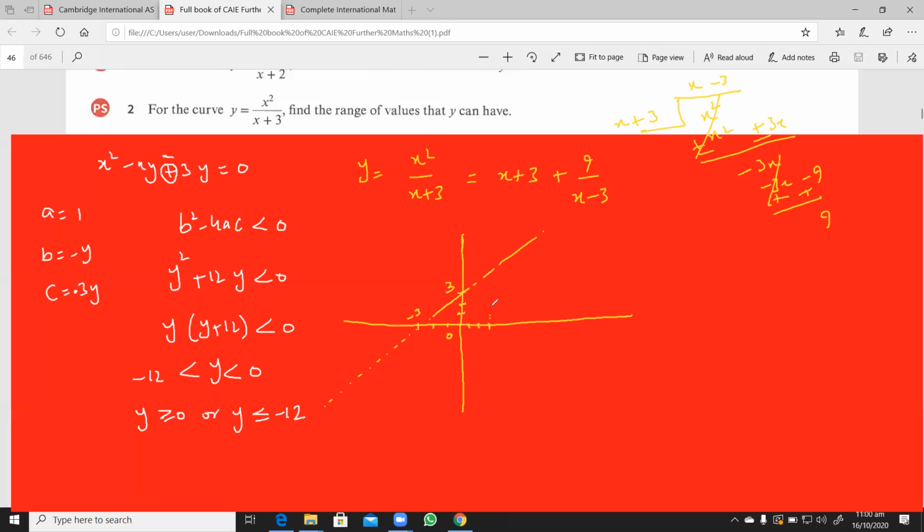Sir, shouldn't it be x minus 3 plus 9 over x plus 3? I'm making so many mistakes. I'm so sorry. The asymptote has to be at x equal to minus 3. So here is that asymptote. The oblique asymptote will also pass through minus 3. Thank you, beta. I'm a bit drowsy today. I slept very late last night.